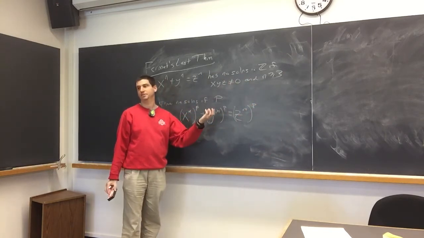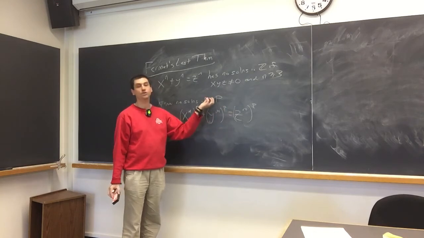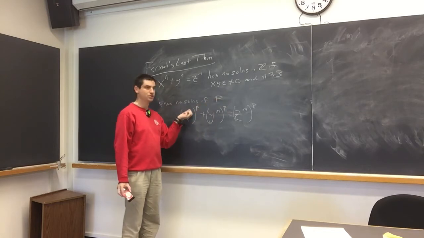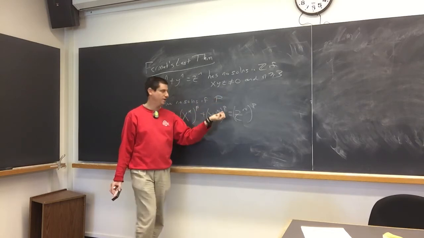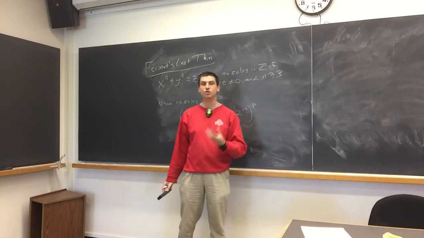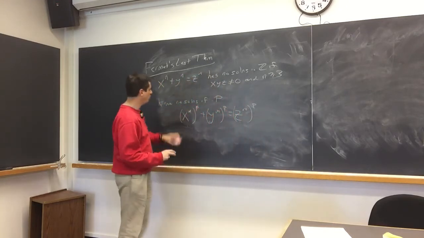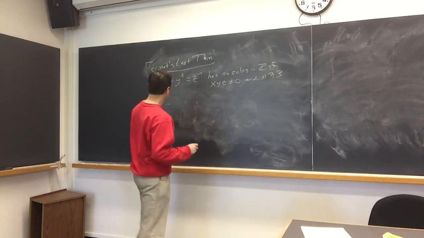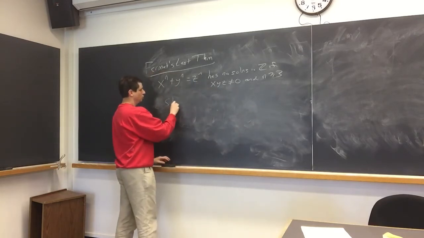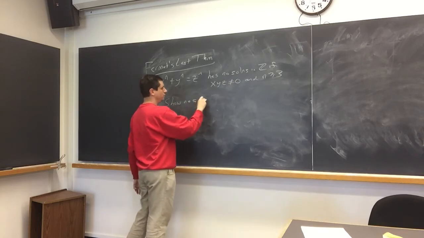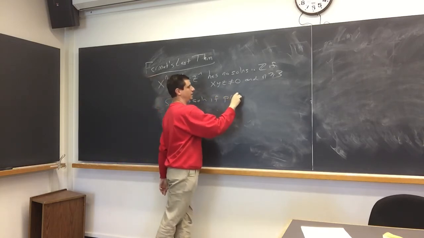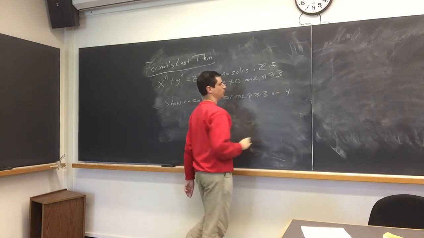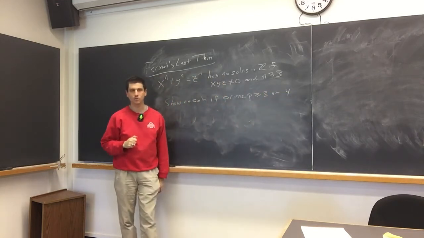You might say, well, what about 8? If I have 8, I could say that if there are no solutions with 4, then there will be no solutions with 8, because I could do x squared to the 4th plus y squared to the 4th equals z squared to the 4th. So if I can show there are no solutions for primes, that is, show no solution if prime p is greater than or equal to 3, or 4, then we have Fermat's last theorem.